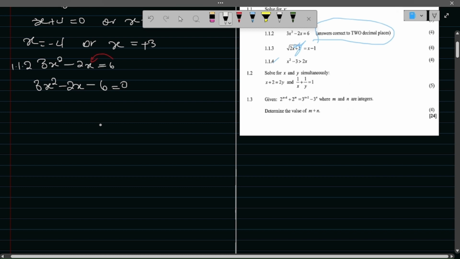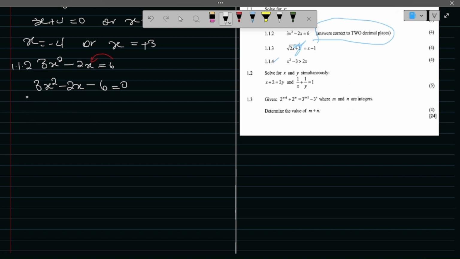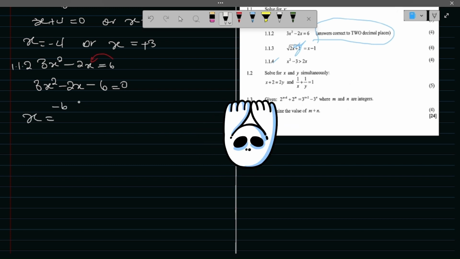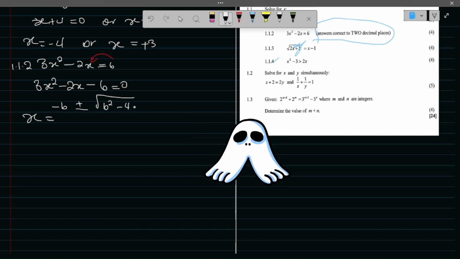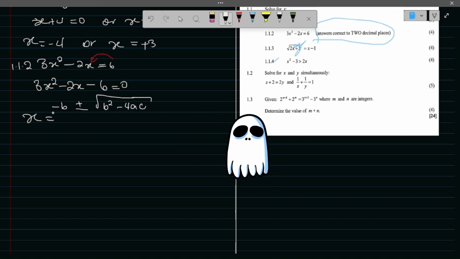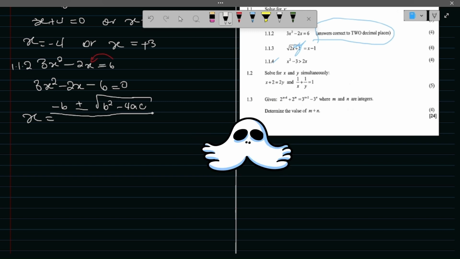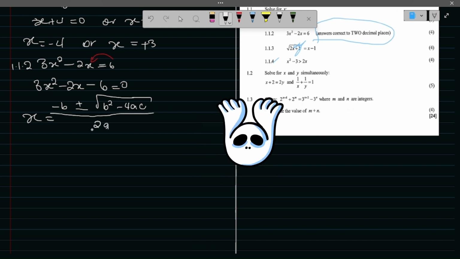Now we are solving an equation where we need 2 decimal places, so we need to write the quadratic formula. It says x is equal to minus b plus or minus the square root of b squared minus 4ac, all over 2a.